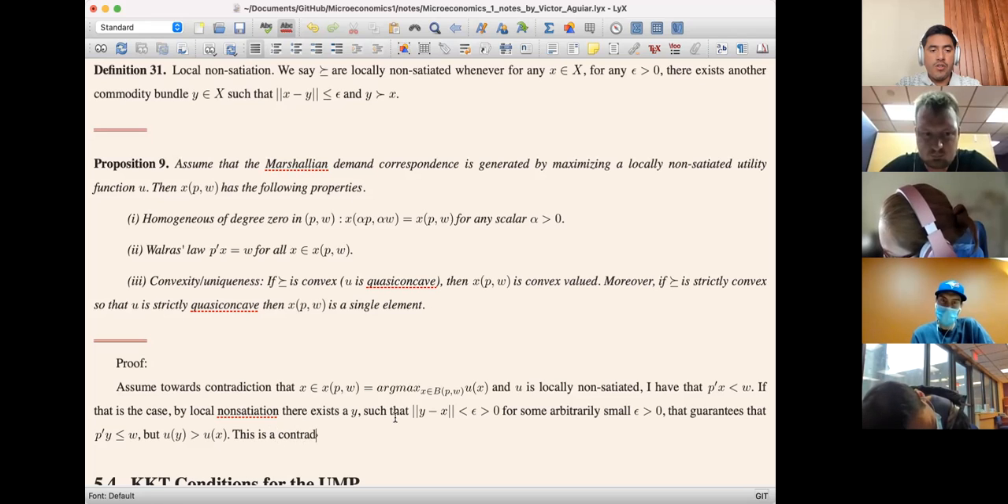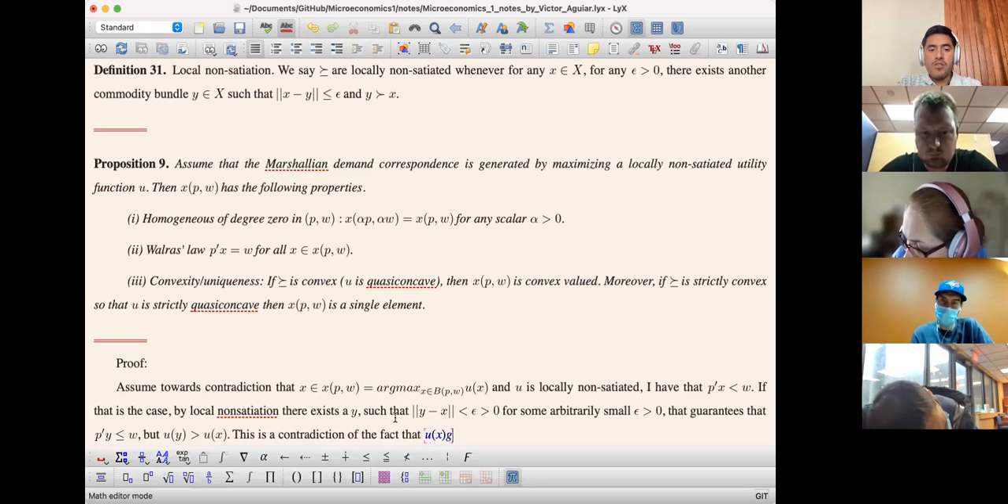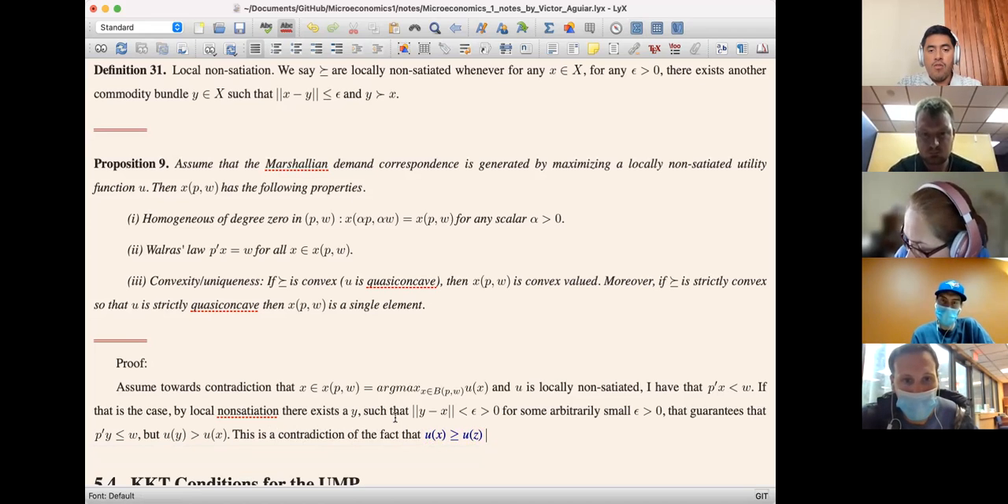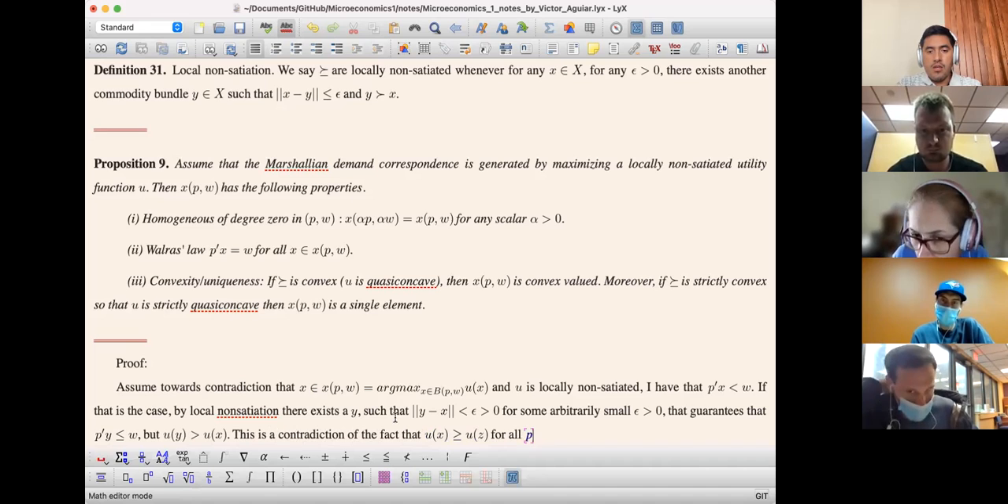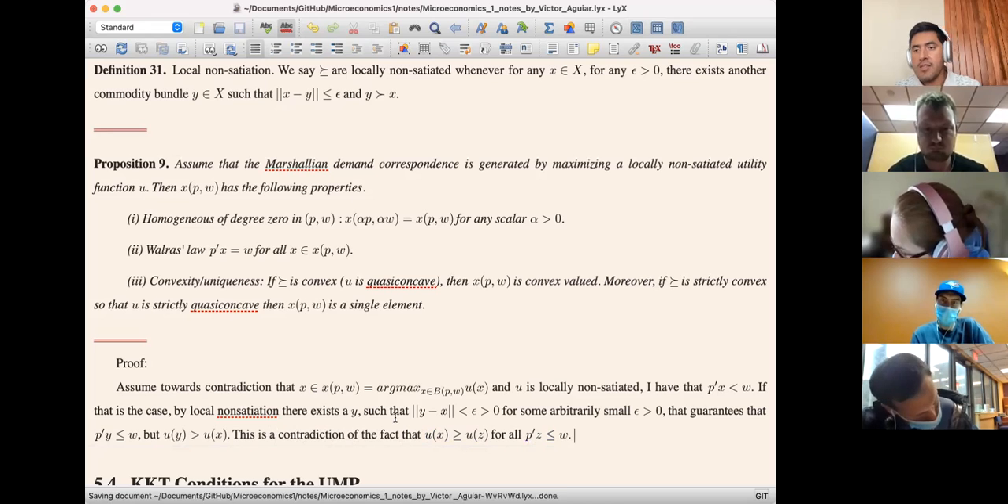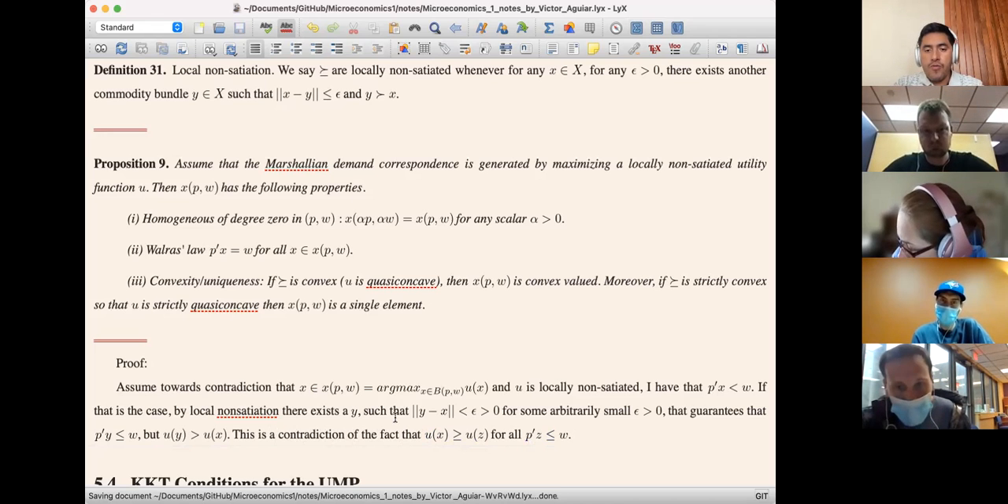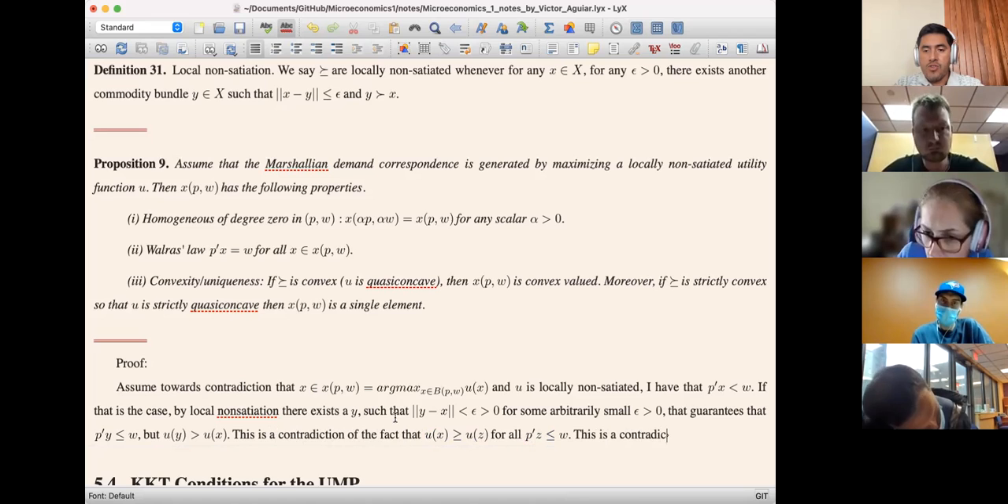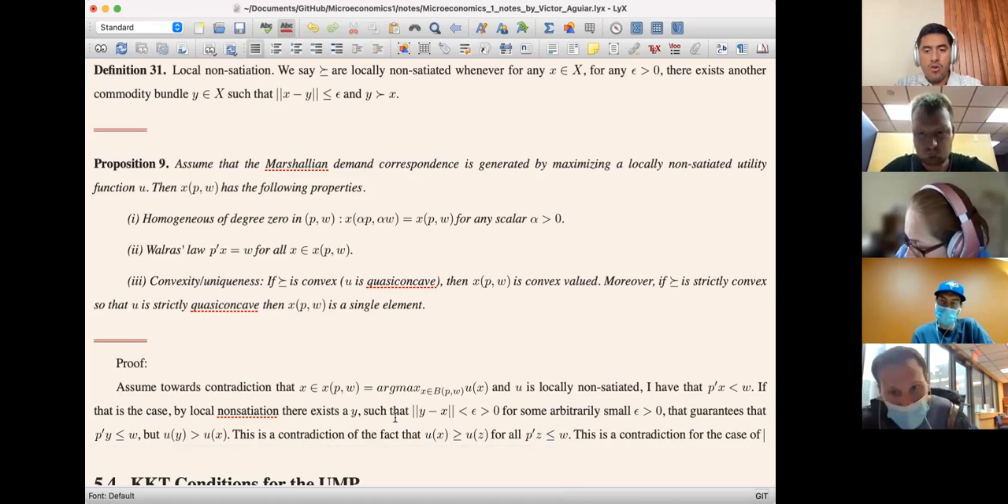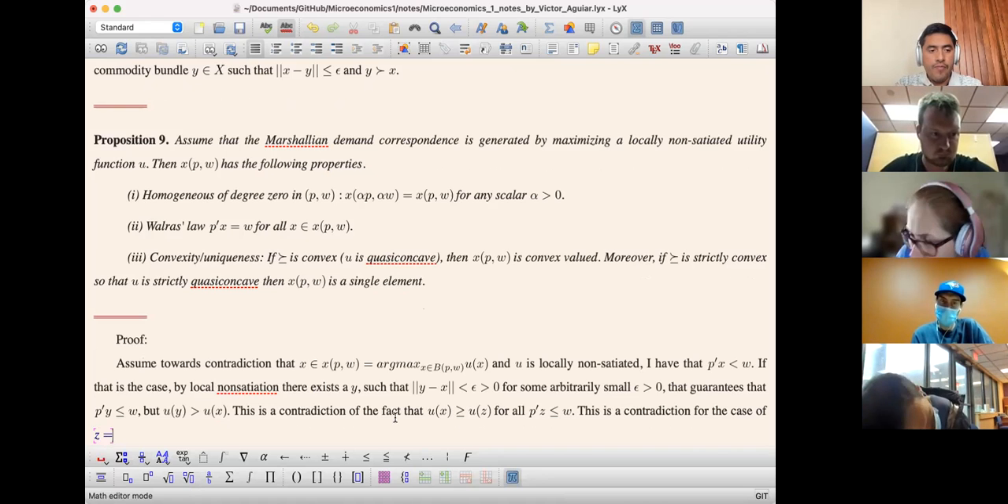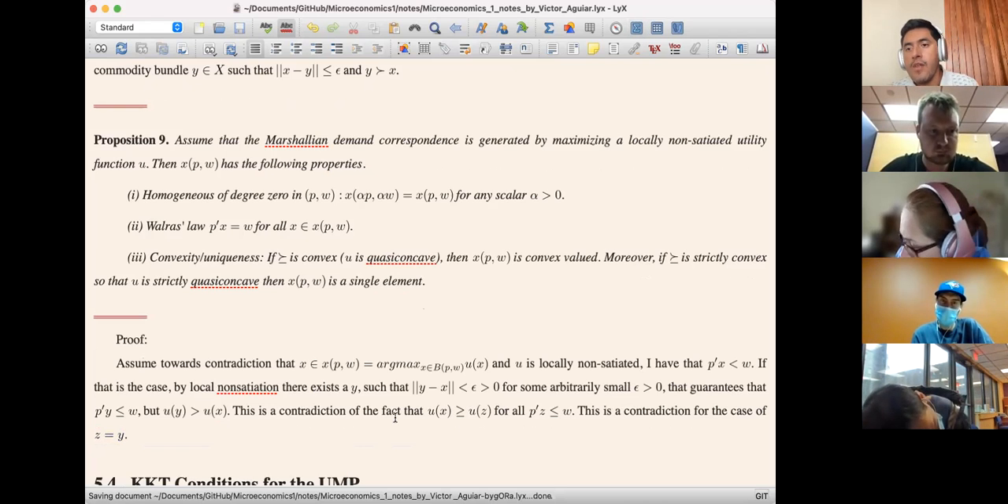This is a contradiction of the fact that the utility of X has to be greater than or equal to the utility of Z for all Z that are affordable, essentially. That's the notion of maximization. So this is a contradiction for the case of Z equal to Y, as you can see.